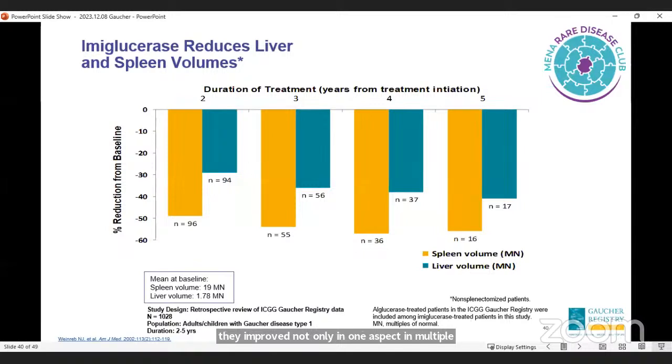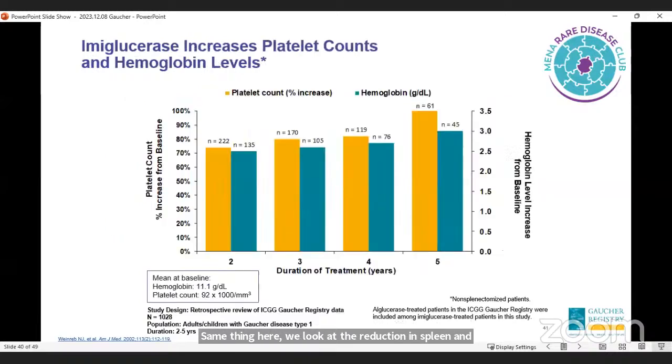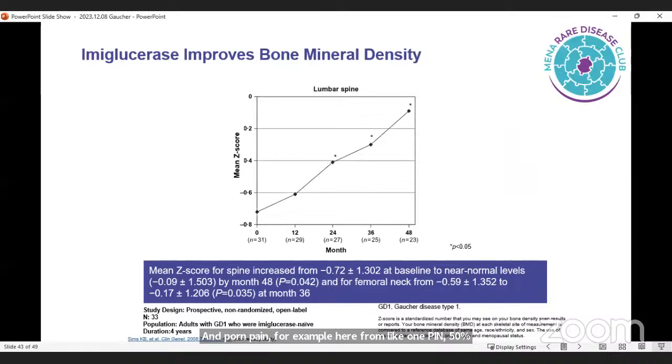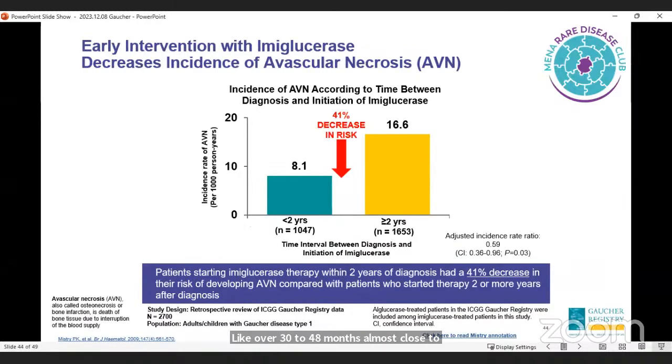Same thing here, we look at reduction in spleen and liver size over a period of 5 years, a dramatic improvement. Here we are also looking at platelet count, how much it increased over a period also of 5 years, the improvement in hemoglobin and platelet count. Even here we have reduction in bone crisis and bone pain. For example, bone pain from 50% reduced to 30%. And finally, here, bone mineral density over a period of 48 months is almost close to normal. And finally, reduction of avascular necrosis of about 50% with enzyme replacement therapy.